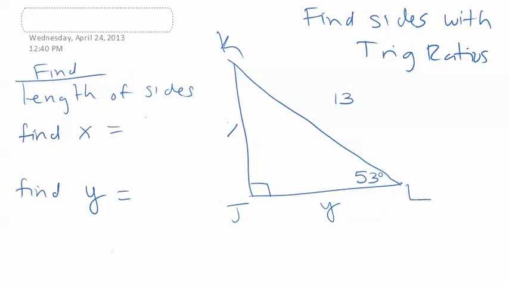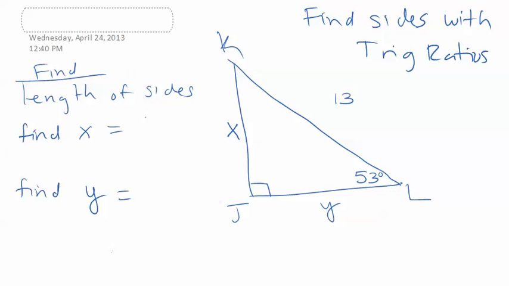So let's say that I have a right triangle, JKL, and they tell us that we have one angle that's 53 degrees, and the hypotenuse is 13. We need to find sides x and y. Yes, we could use the Pythagorean theorem, but we're still missing one value. So when we have two missing sides, we can use the sine, cosine, and tangent ratios to find the missing side. Let's say I know that angle L is 53 degrees.